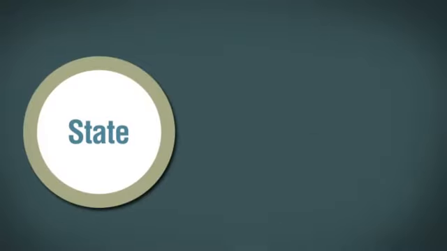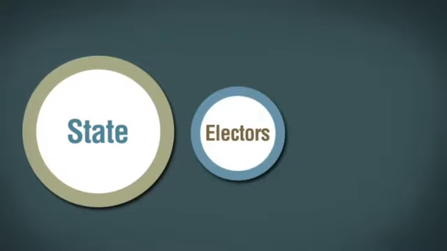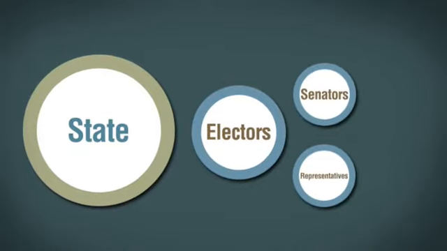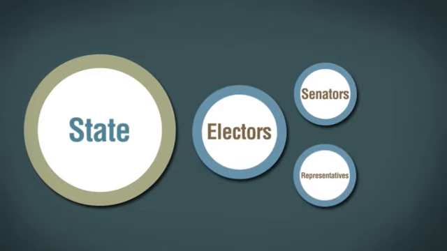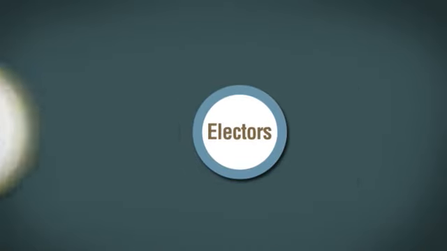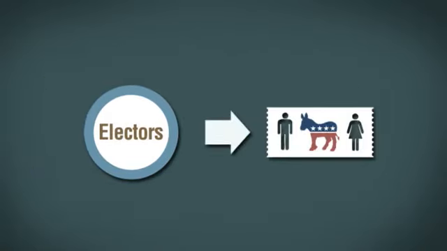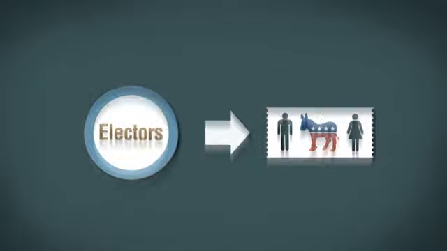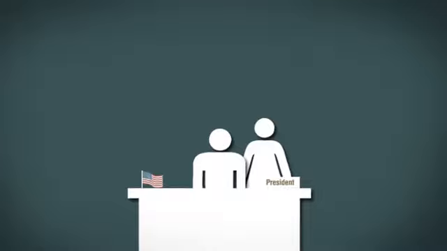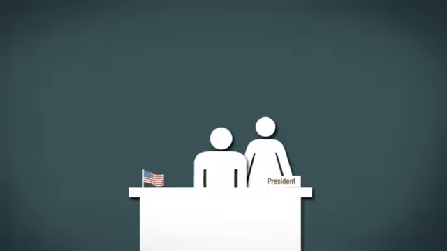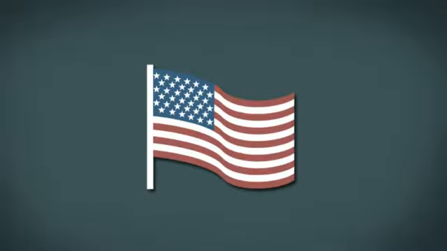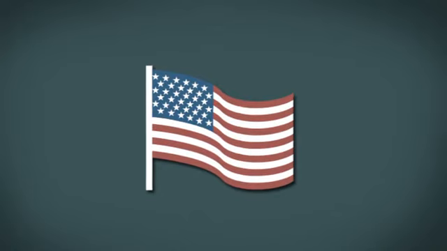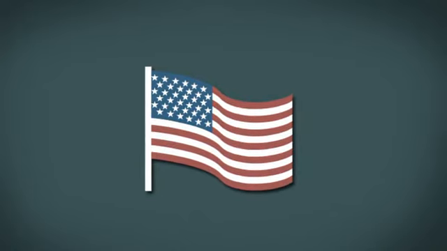Each state is allocated a number of electors that will make the final choice. A state has the same number of electors as it does senators and representatives. In most states, all the electors will vote for the presidential ticket which received the most support in the public vote. Finally, the presidential ticket with the most Electoral College votes becomes President and Vice President of the United States of America. So that's how things work in the US. A democracy like the UK, but on a much larger scale.